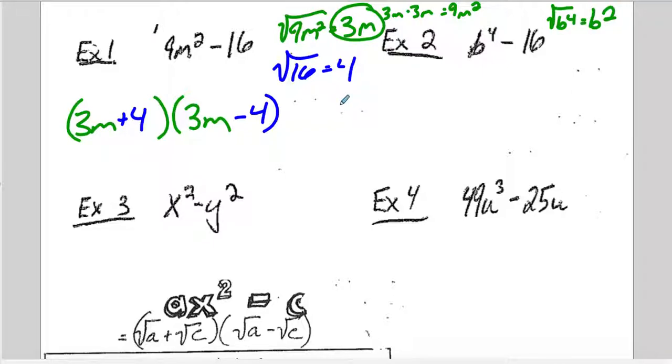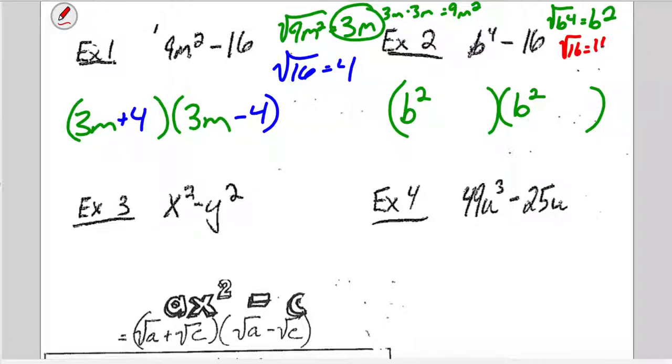Notice, folks, I'm thinking I can proceed with this. I have 2 terms. They're being subtracted, and I believe I can square root both of them. B to the 4th, square rooted, is definitely b to the 2nd, because b to the 2 times b to the 2 is b to the 4. We add our exponents as we multiply the same bases. Square root of 16 is 4. So plus 4 minus 4.